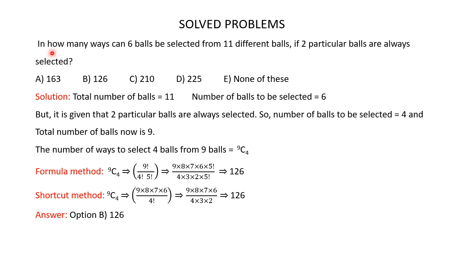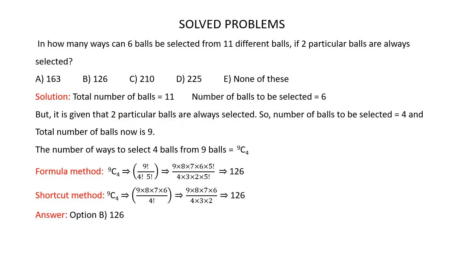In how many ways can 6 balls be selected from 11 different balls if 2 particular balls are always selected? Here you are given 5 options and you have to find out which of these options is the correct one. Now it's given that there are 11 different balls and 6 balls have to be selected from these 11 balls. But it's also given that 2 particular balls are always selected.